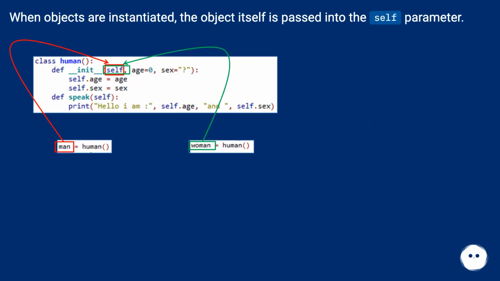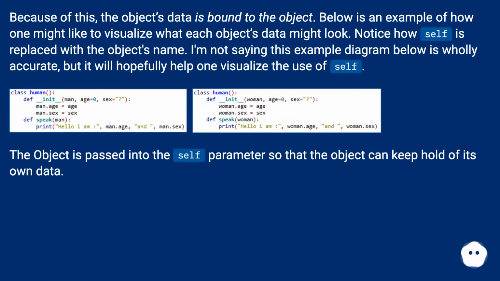When objects are instantiated, the object itself is passed into the self parameter. Because of this, the object's data is bound to the object. Below is an example of how one might like to visualize what each object's data might look like. Notice how self is replaced with the object's name. I'm not saying this example diagram below is wholly accurate, but it will hopefully help one visualize the use of self. The object is passed into the self parameter so that the object can keep hold of its own data.